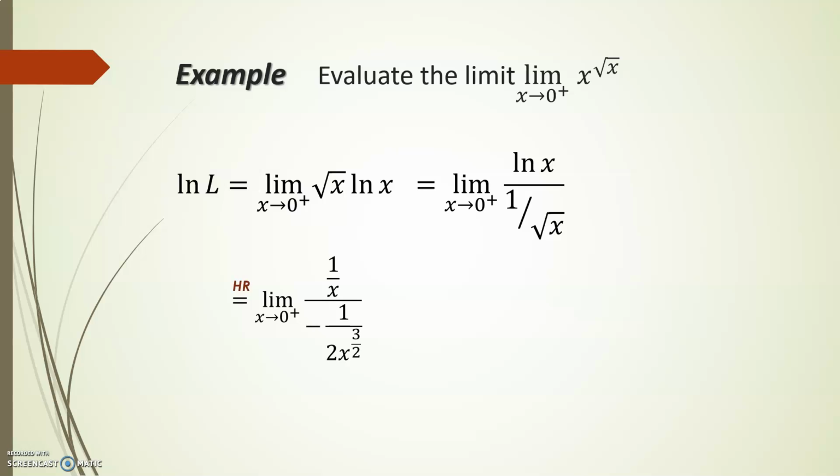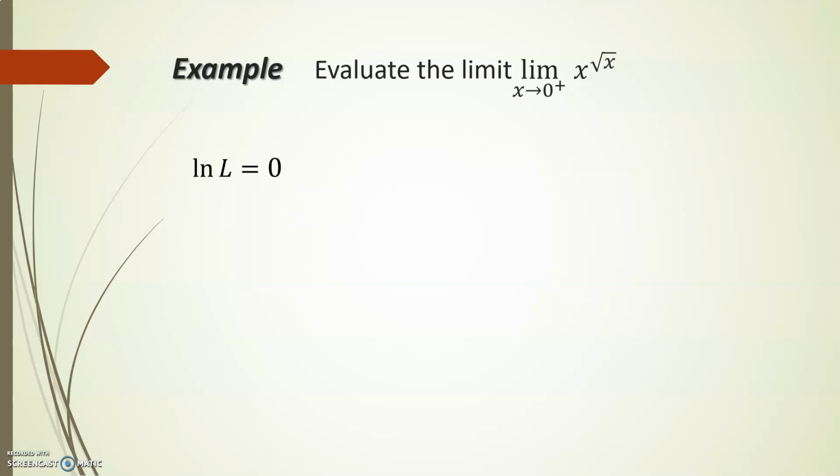L'Hopital's rule can be applied to top and bottom, and before things get out of hand, these fractional terms can be simplified by flipping the fractional denominator, and reevaluating the limit will give 0. I'll expect you to retry these steps and convince yourselves that they're right. Since the ln of the limit is 0, then the original limit is 1.